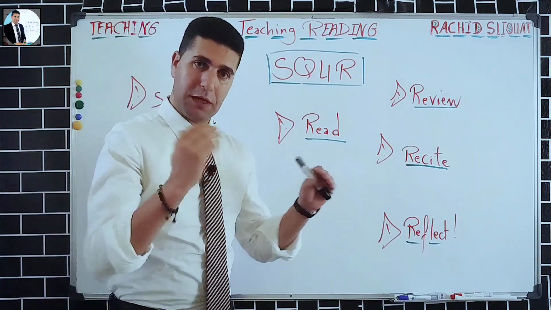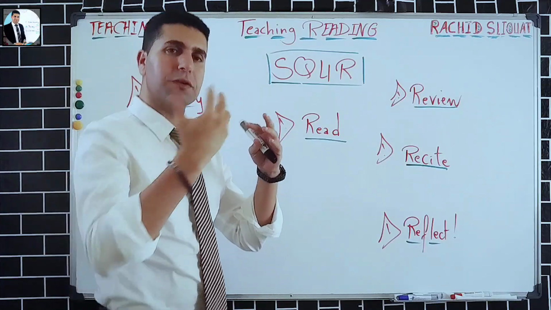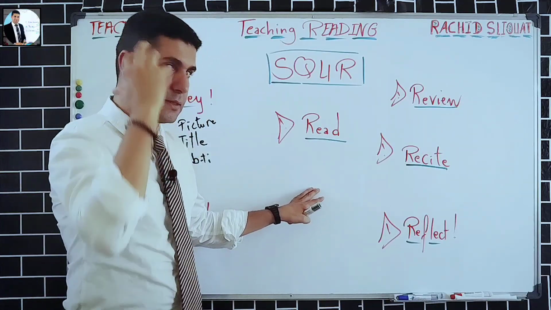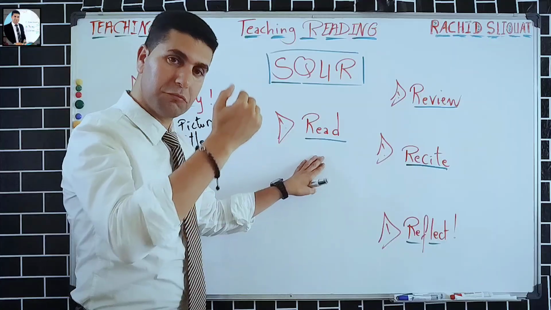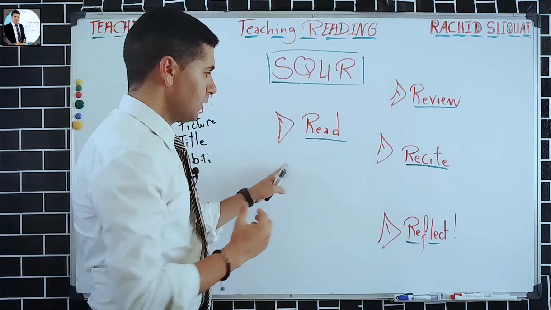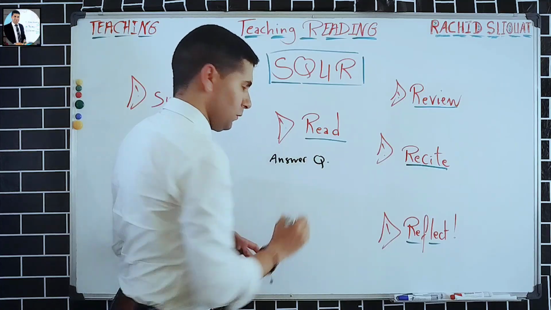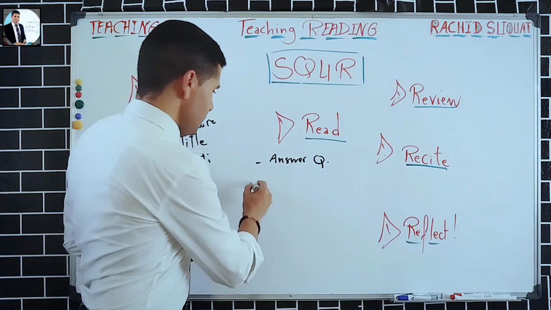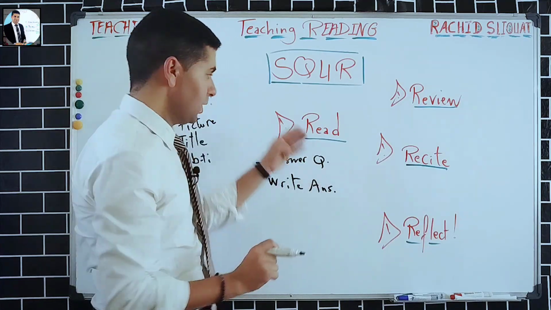Now when we talk about reading, you have surveyed the text, you have some questions in mind, you have turned the title and subtitles into questions. Now you are going to read with the questions you made in mind, and try to answer them. So here we read and answer the questions, and you can also write the answers to your questions.